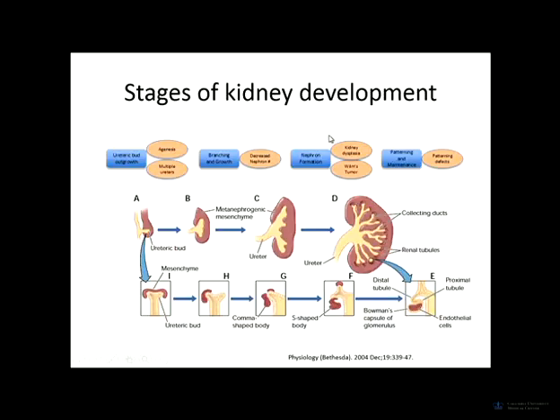steps along the way where if there are defects in kidney development, for example, if this step is abolished and the ureteric bud does not grow out, you can have a total lack of a kidney. If you have a couple of ureteric buds grow out, then you can have a duplicated kidney or multiple ureters.